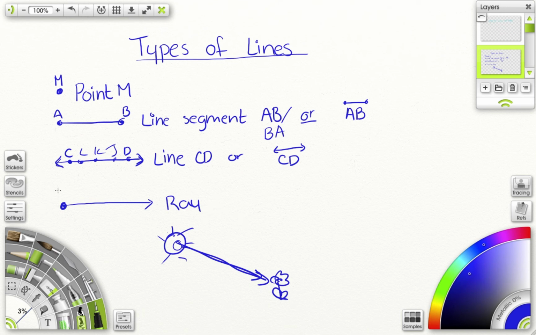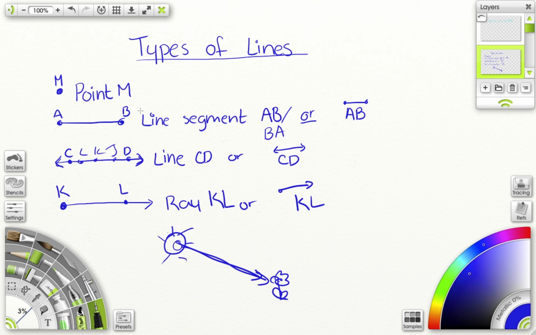A ray can have a point at this end, and that will be labeled. So let's call this one K. So it'll be called ray K, or K. Sometimes it'll have more than one point on it, but it'll have this arrow at the end still. So it'll be KL. So this could be then called ray KL or KL. So these are the different ways you would label lines.